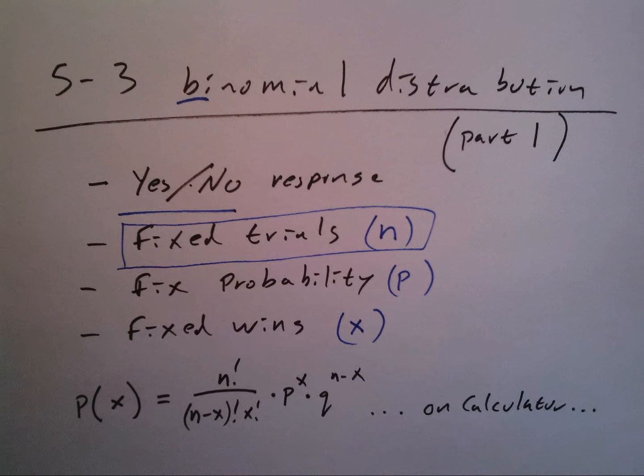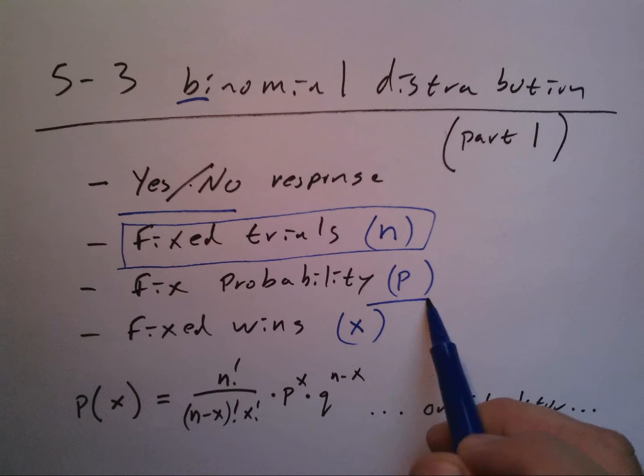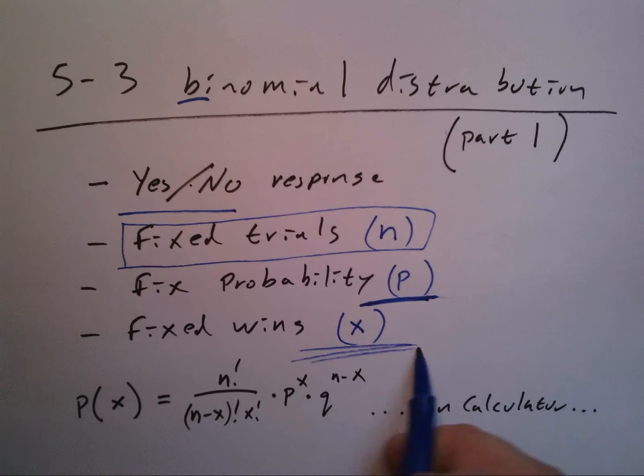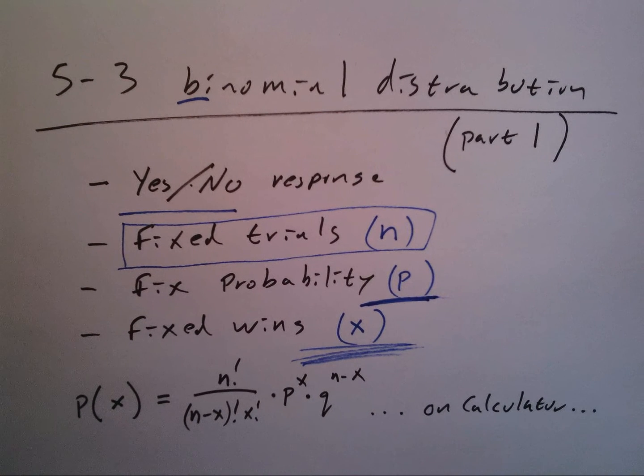Each probability event is independent. In other words, the probability is the same for the first event, the second event, and the third event. They're not related to one another. And lastly, you're counting the total number of wins. You don't care what order, just the total number.